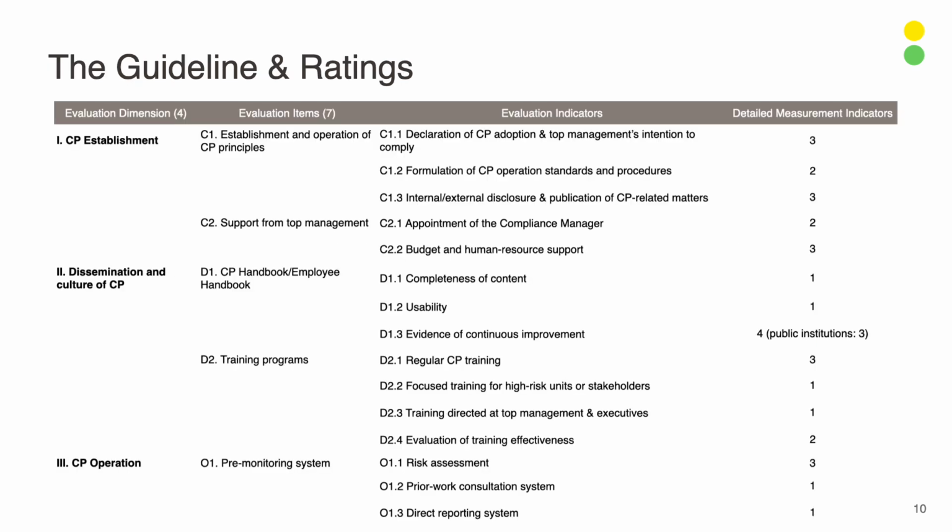So this is the basic structure of the guideline. It's organized into 4 dimensions and 7 pillars. As you saw from the chart on the previous page, the guideline applies different sets of indicators depending on whether the applicant is a large enterprise, an SME, or a public institution. Public enterprises are categorized as large enterprises for the purpose of the evaluation.